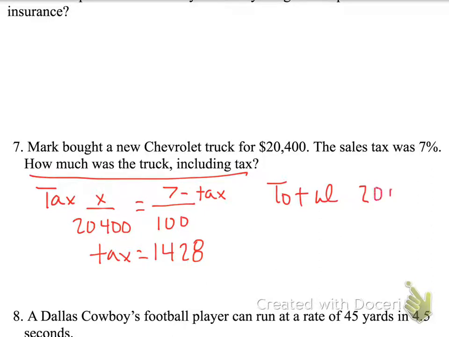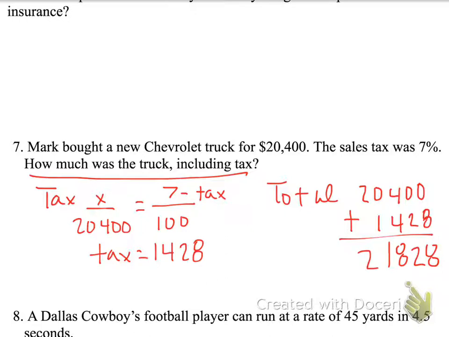Well, in order to figure out the total for the truck, you take the cost of the truck, which is $20,400, and you add the sales tax, because remember, sales tax is something that we pay on goods that we purchase. So it gets added back in there. And so the total sales price on a truck that Mark is buying is $21,828.